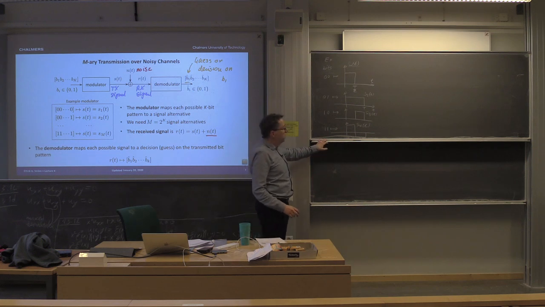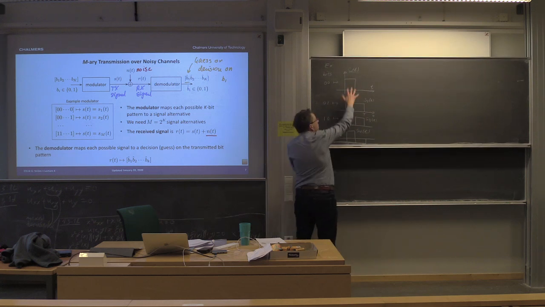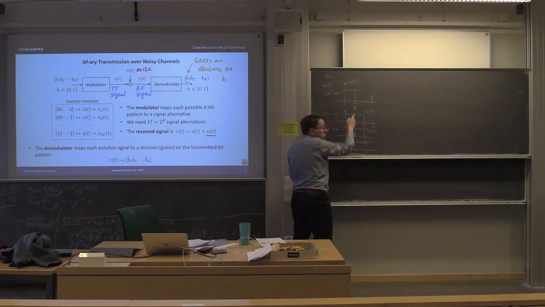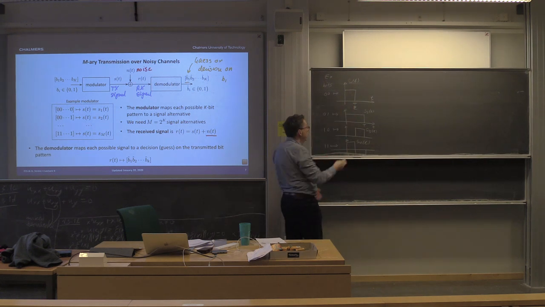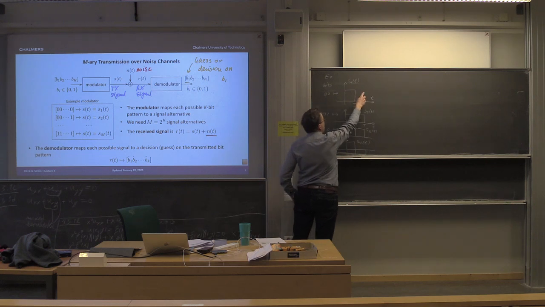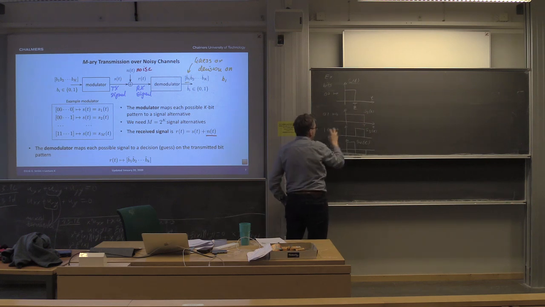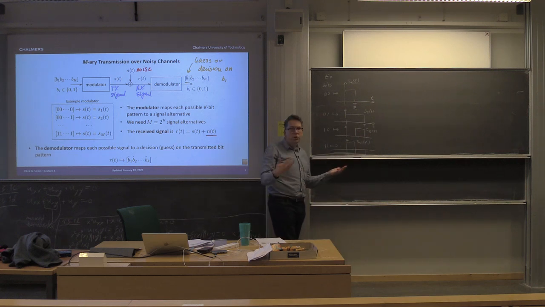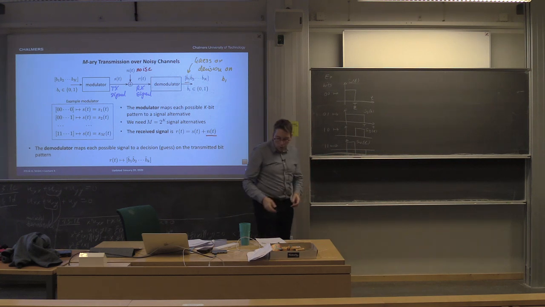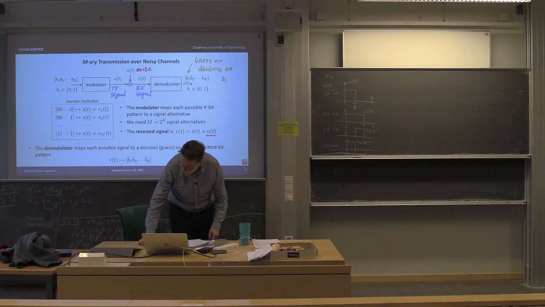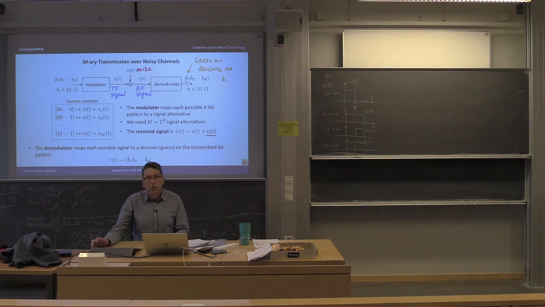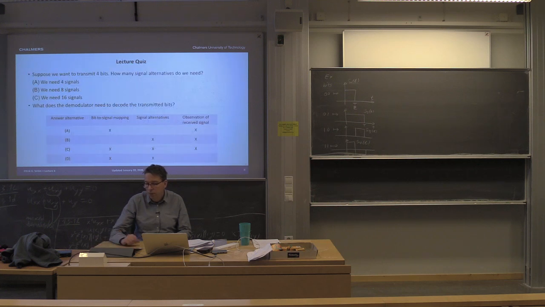So the modulator is determined by a set of signal alternatives and then a mapping from the bits to the signal alternatives. And we might have this mapping that 0, 0 maps to S1, 0, 1 to S2, 1, 0 to S3, and 1, 1 to S4. It's just a convention. We can flip this around as we like. Okay. So that's pretty clear how the modulator works. Let's work on the demodulator.